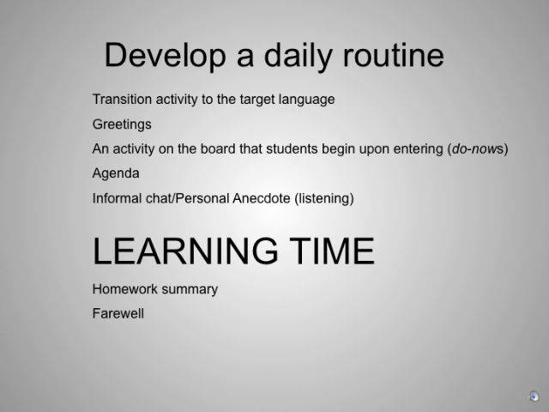Setting an agenda on the stage or on the board, which will describe the activities of the day, will also help make that transition. Informal chatting with students or beginning with a personal anecdote in the target language also helps to make that transition. The bulk of a lesson should be learning time. And again, depending on how long that lesson is, will depend on how much learning time is accessible. Most lessons will end with some kind of a summary about the homework tasks and a little farewell.